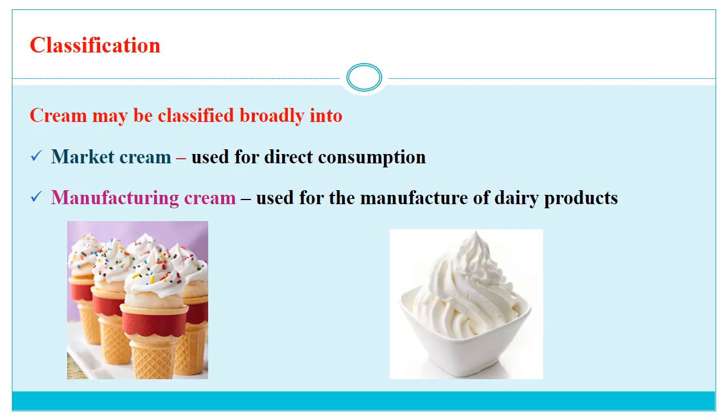Now, classification of cream. Cream may be classified broadly into two categories. One is called market cream, which is used for direct consumption. Another is manufacturing cream. That is, this cream is used for making or manufacturing different dairy products like ice cream or butter or ghee, etc.